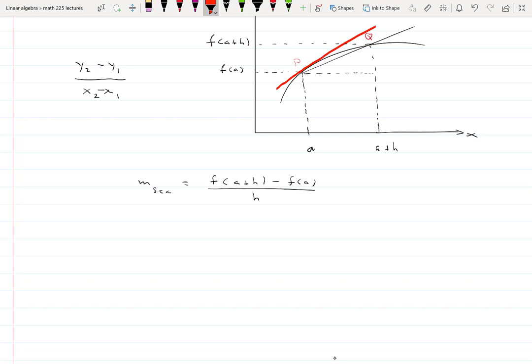Well, as Q slides closer and closer to P, that h, which represents the run, if you will, in the slope. Remember, the slope is rise over run.